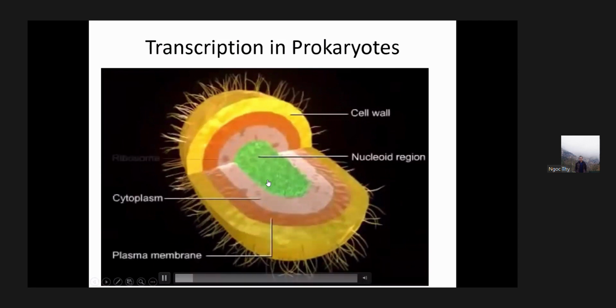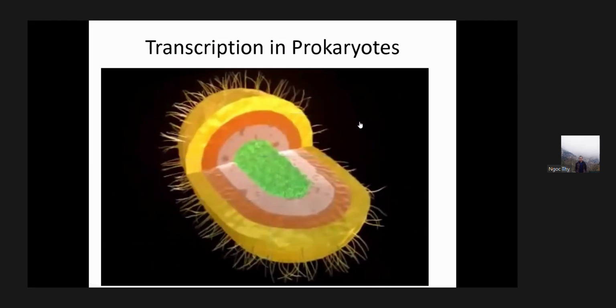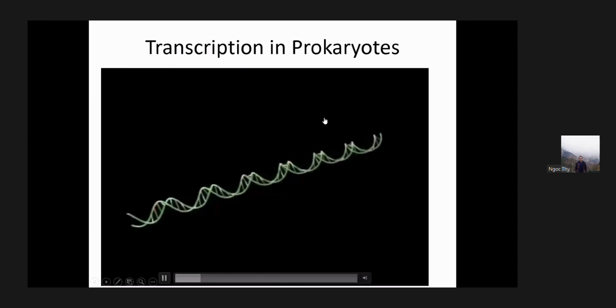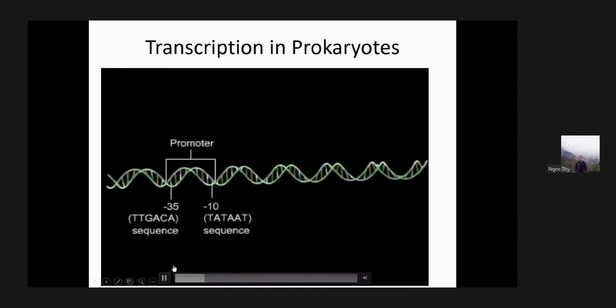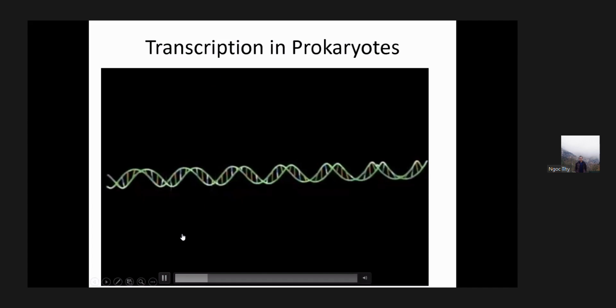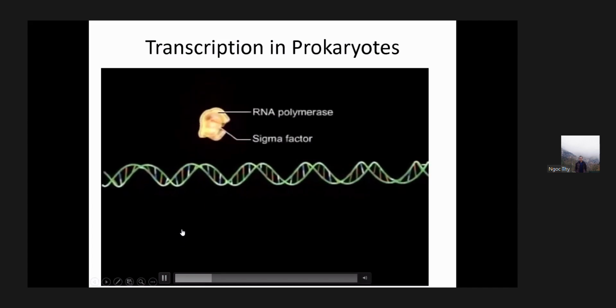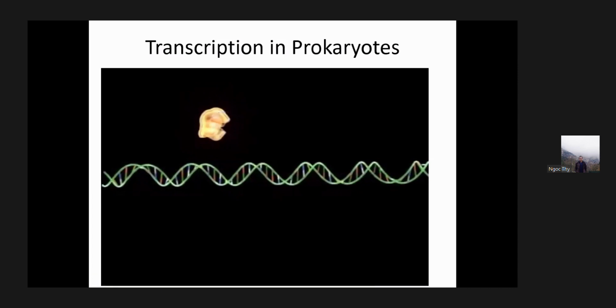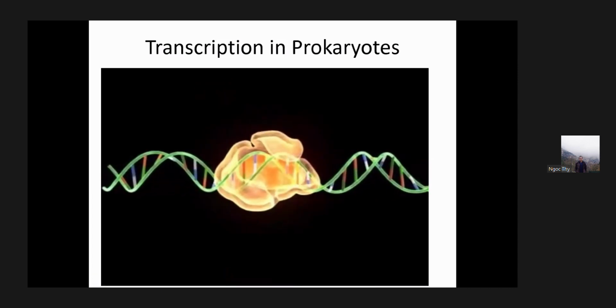So this is the nucleus region of the prokaryotic cell. So these are the two typical regions that the transcription factor recognizes in the promoter: binding at -10 with the typical TATAAT sequence, and at -35 with the TTGACA sequence. Okay, so the transcription factor binds in.